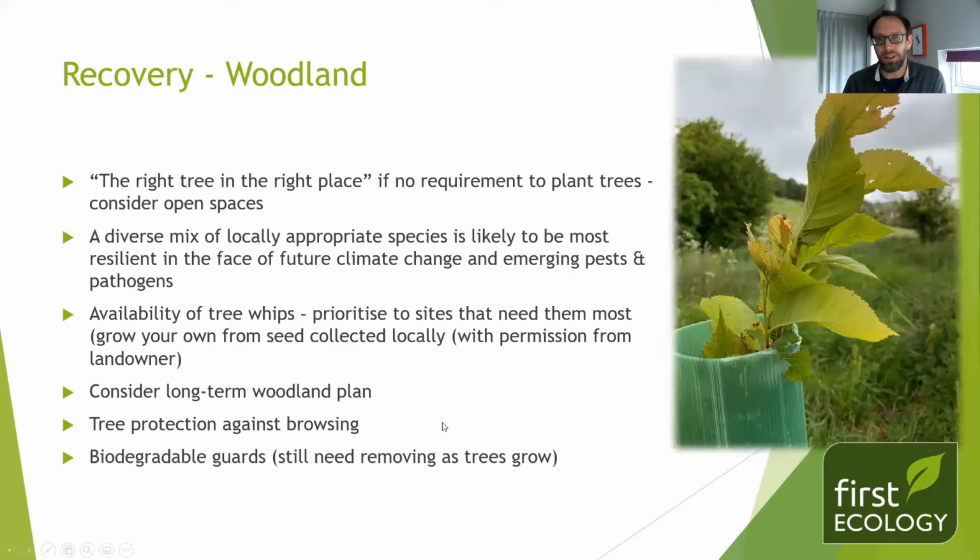But on the basic front, we're looking at trying to reduce our plastic usage and making sure that these trees can grow. So we need to protect them.